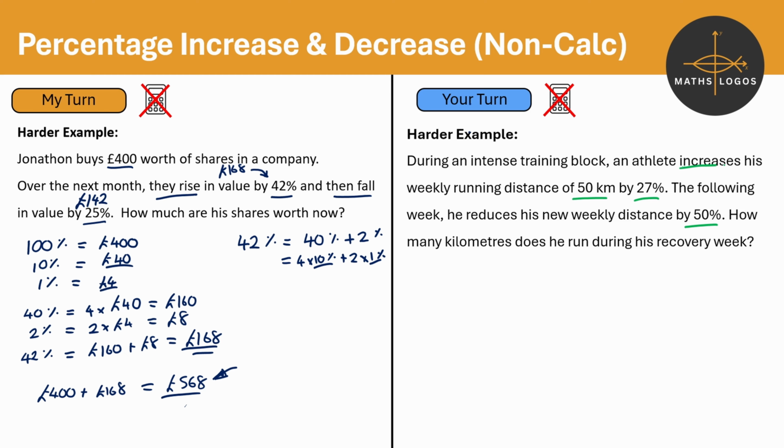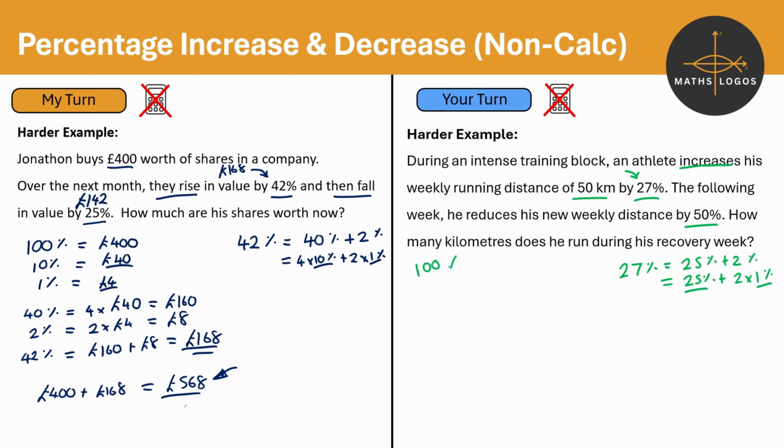So he's increased his weekly running distance by 27%. Let's work out that first. So 27% is equal to 25% add 2%. 25%, I can get that right away. 2% is 2 lots of 1%. So let's work out the building blocks of 25% and 1%.